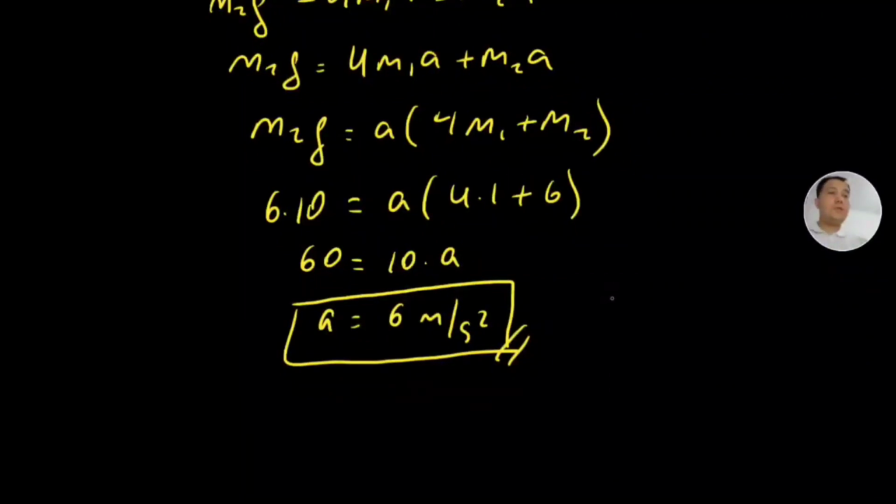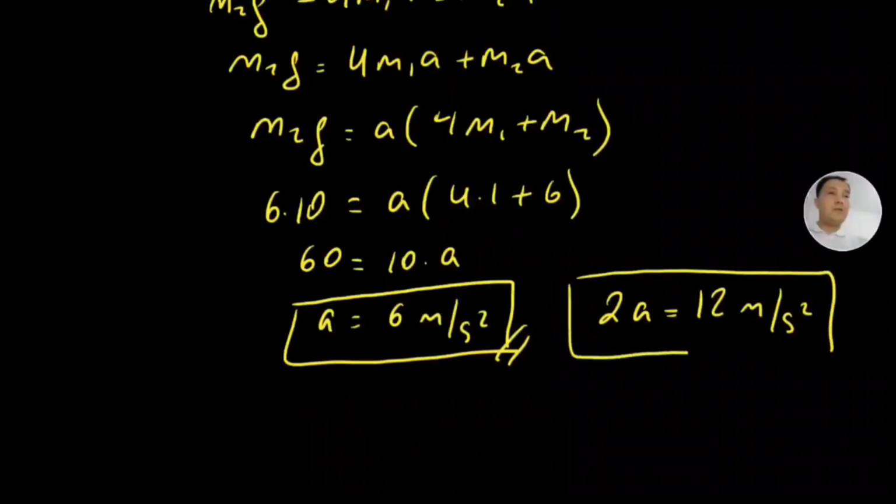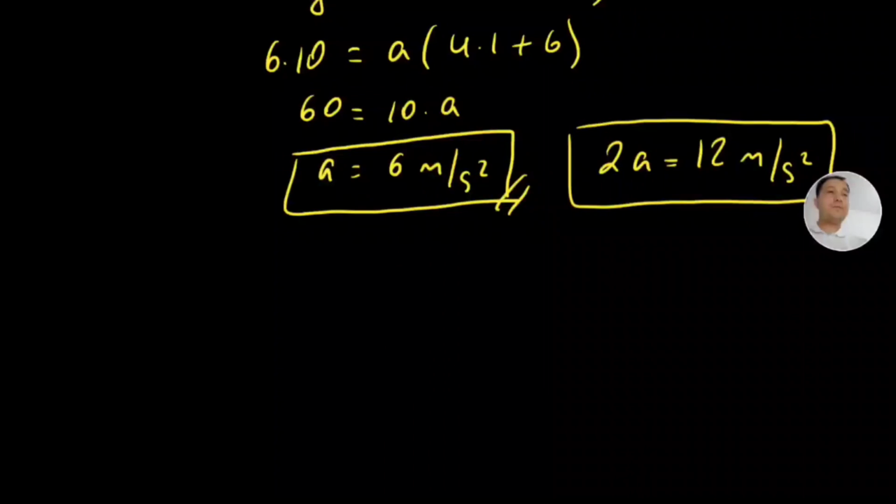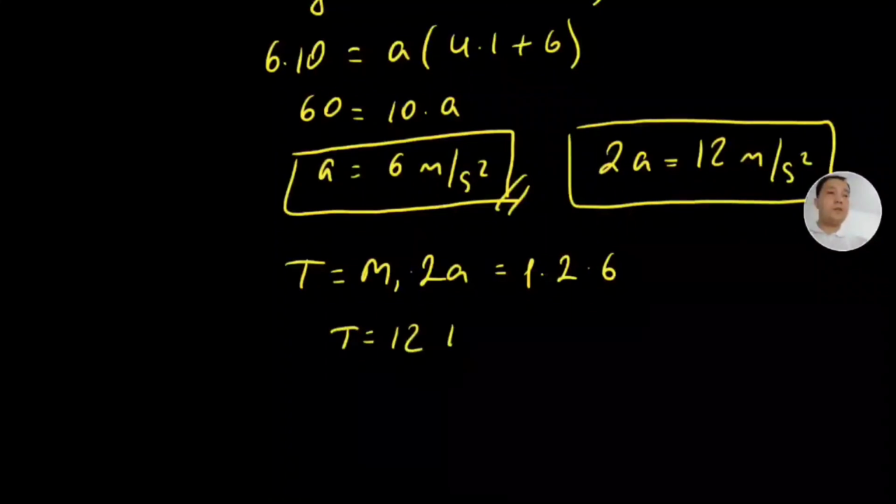The acceleration of the first object, we know, is equal to 2A, which gives us 12 meters per second squared. What about tension? We need to come back to the first equation, where tension equals M1 times 2A. M1 is 1 kg, 2 times acceleration is 6, wait, 2A is 12. So tension equals 12 newtons.